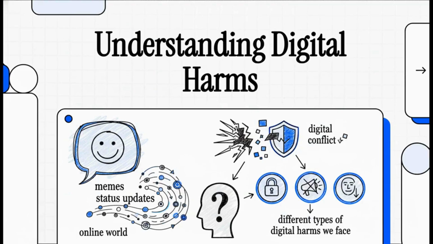Let's be real. We all spend a ton of our lives online. You're scrolling through memes, you're seeing what your friends are up to, but just beneath that surface, there's a whole different set of rules at play. Online conflict can get messy and it can be genuinely harmful. So today, we're going to break down exactly what we're all up against. We're going to look at the different kinds of digital harms we face every day.